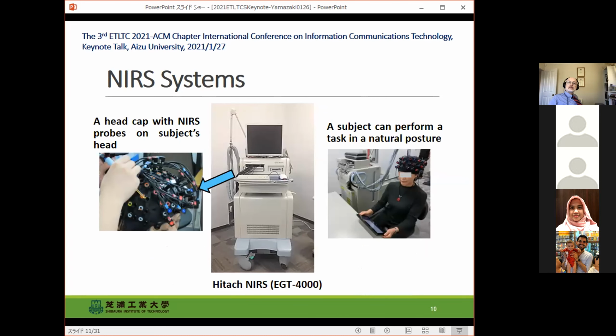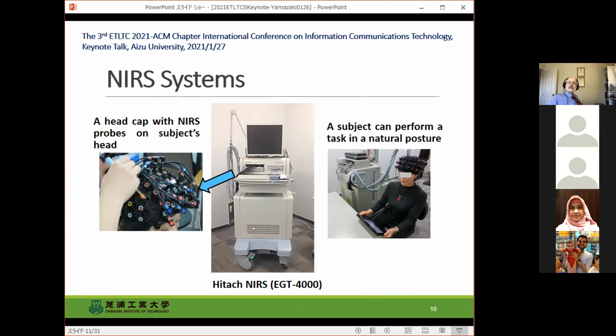Since we use NIRS systems a lot, let me talk about the largest NIRS system, manufactured by Hitachi. It's called ETG-4000. And this number actually corresponds to the price of this system. It's 4 million yen, actually. No, $4 million, I guess. It's expensive, but compared to functional MRI, it's cheap.